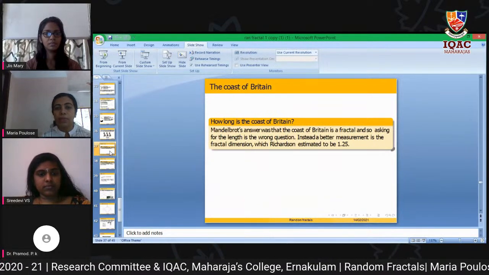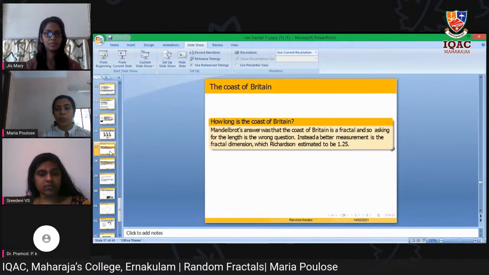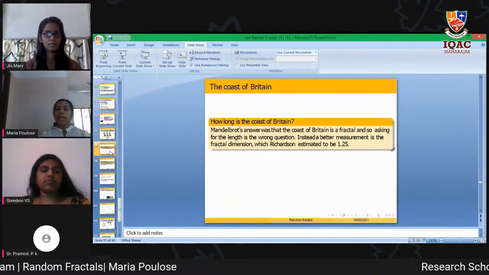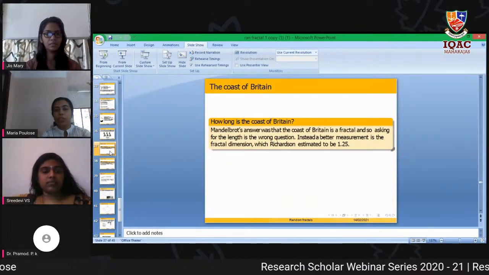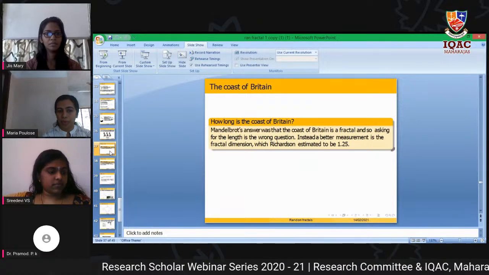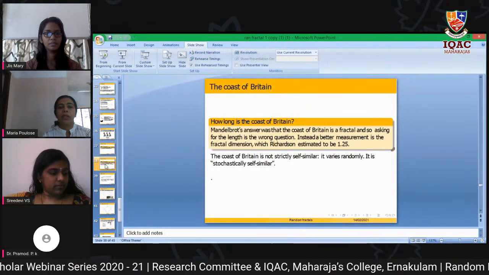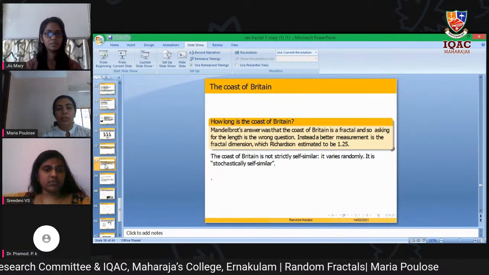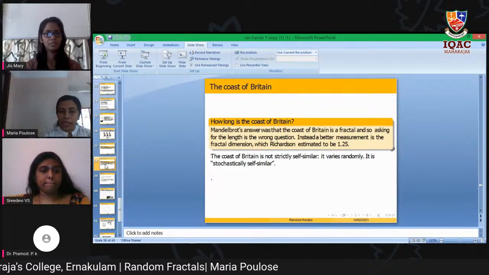Mandelbrot's answer was that the coast of Britain is a fractal, and so asking for the length is the wrong question. Instead, a better measurement is the fractal dimension, which Richardson estimated to be 1.25. So Mandelbrot's answer was that the coast of Britain is a fractal.